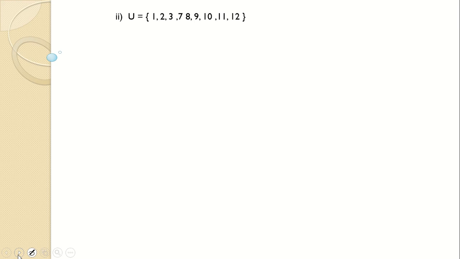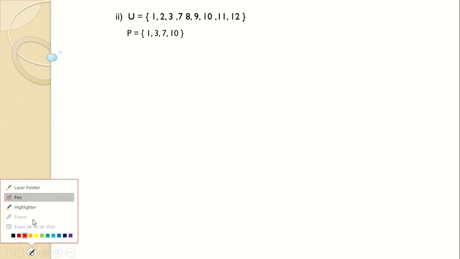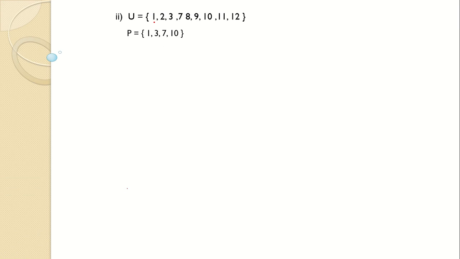Second one, universal set is given 1, 2, 3, 7, 8, 9, 10, 11, 12. Set P is given 1, 3, 7, 10, and P complement we can find this way. This is 1, 3, 7 and 10. So these are the elements which are marked with red here. The ones which are marked with red ink, they are the elements of set P.